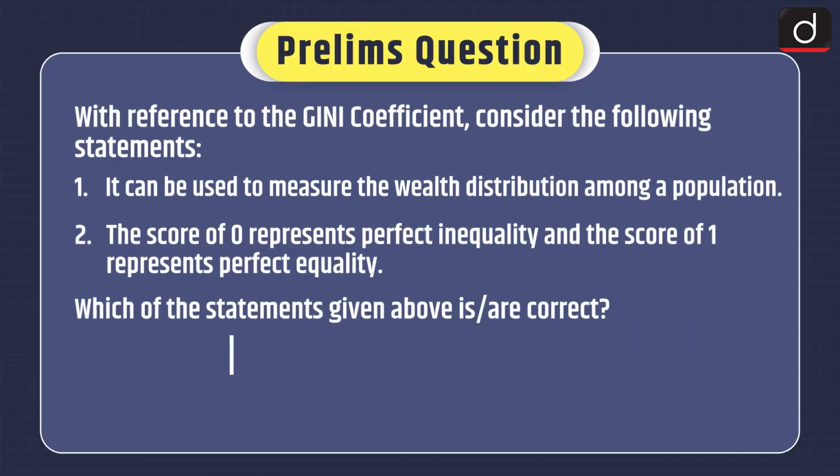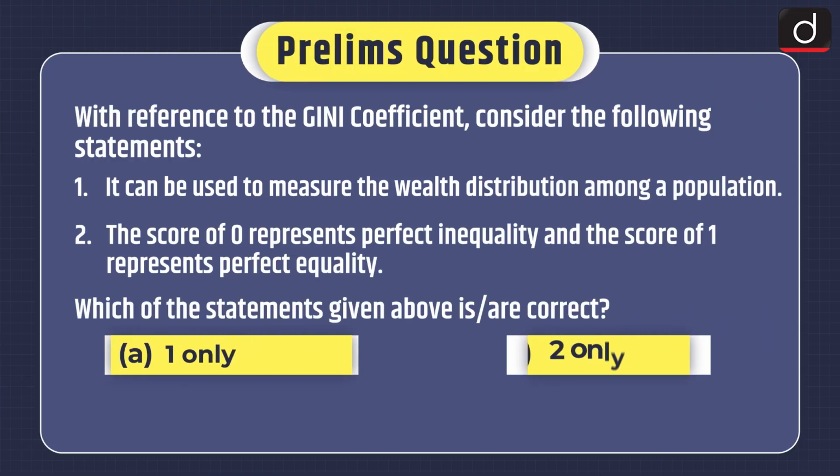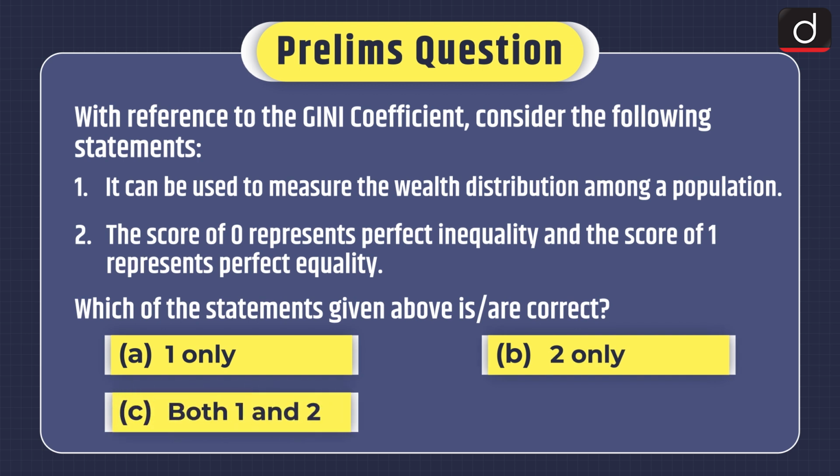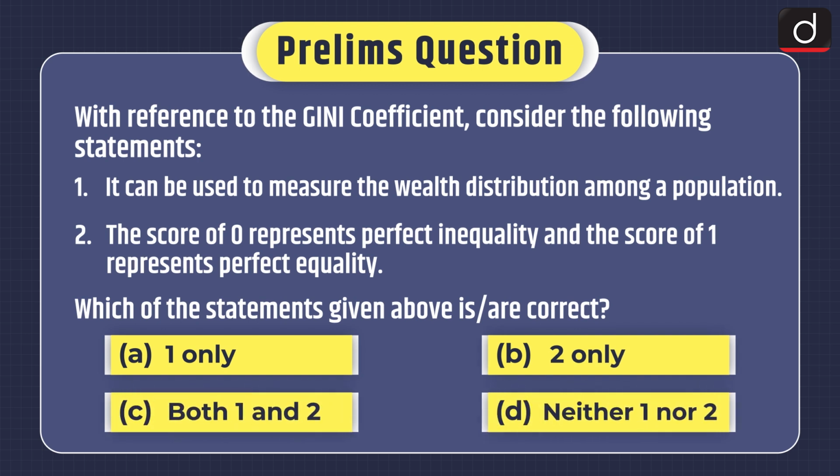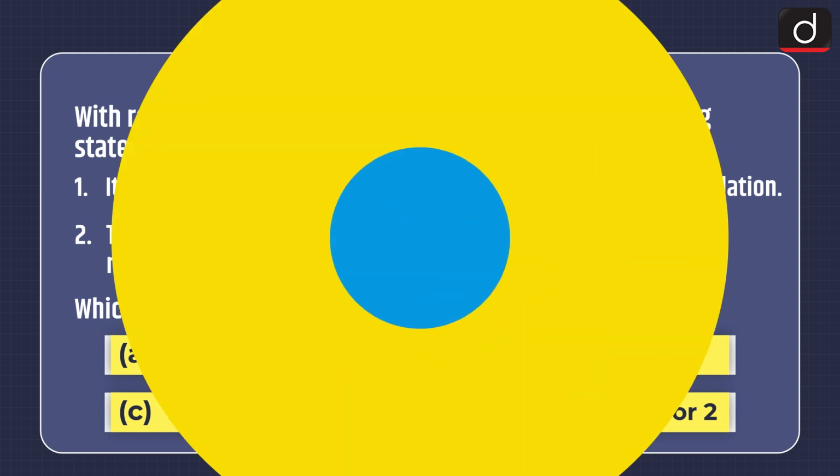Now it's time for the practice questions. First of all, prelims based question. With reference to the Gini coefficient, consider the following statements. 1. It can be used to measure the wealth distribution among a population. 2. The score of 0 represents perfect inequality and the score of 1 represents perfect equality. Which of the statements given above is or are correct? 1 only, 2 only, both 1 and 2, or neither 1 nor 2.